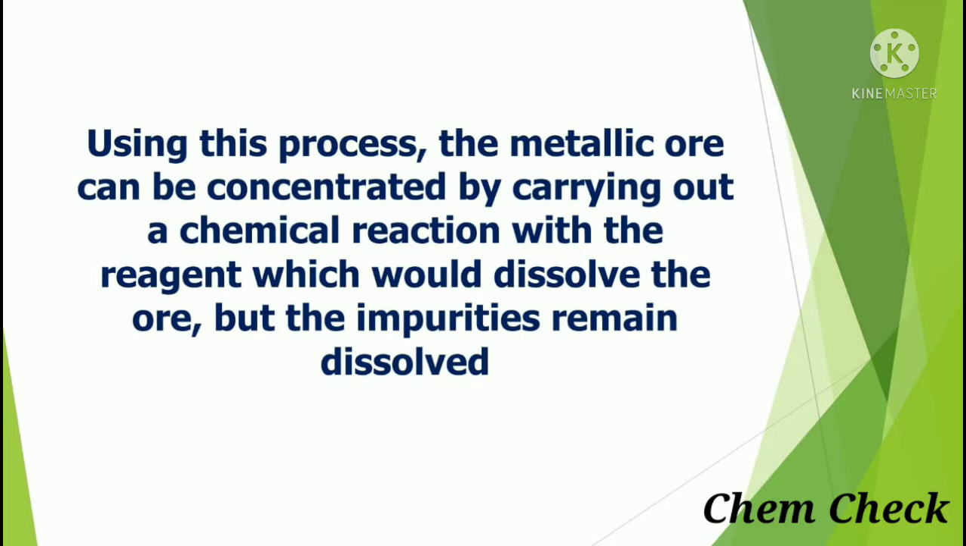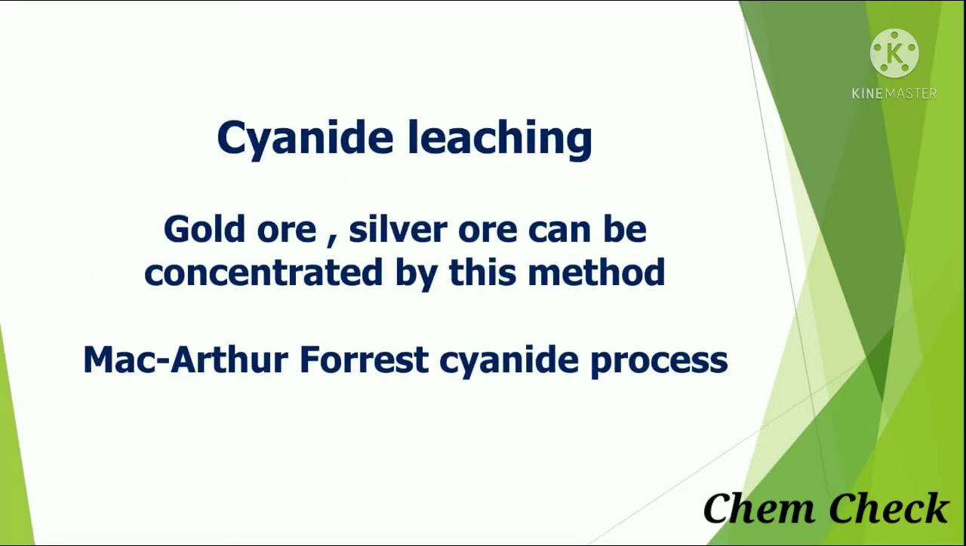Now, depending upon the chemical reagents which I use, there are different examples for leaching. First one will be cyanide leaching. Using this cyanide leaching, I can concentrate silver and gold ores. There is a special name given for this cyanide leaching, that is the MacArthur-Forrest cyanide process.